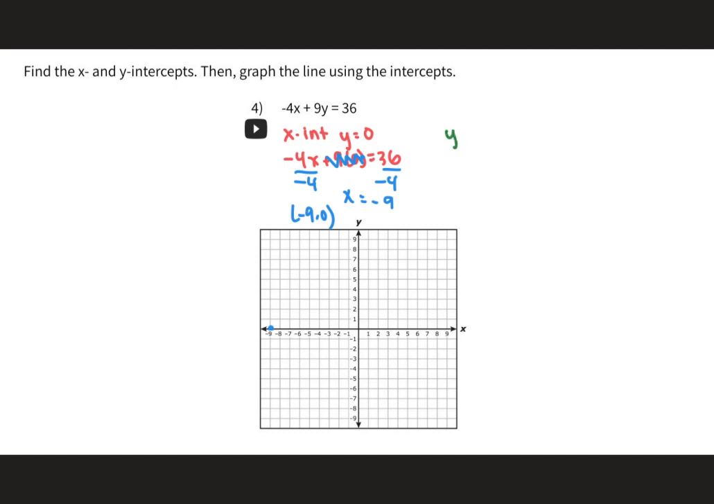And then to find my y-intercept, I'm going to plug in x equals 0. So negative 4 times 0 plus 9y is equal to 36. And negative 4 times 0 is just 0, so divide both sides by 9. 36 divided by 9 is 4. So my y-intercept is going to be 0, 4. So it looks something like that.